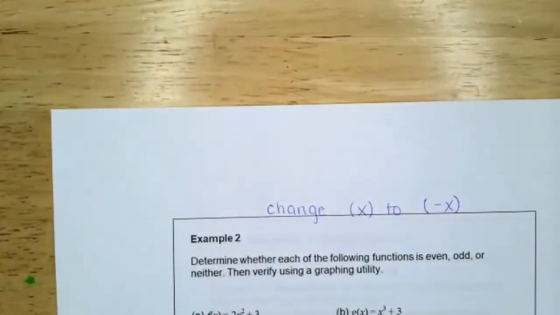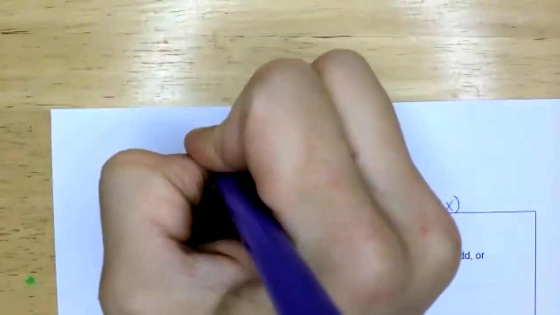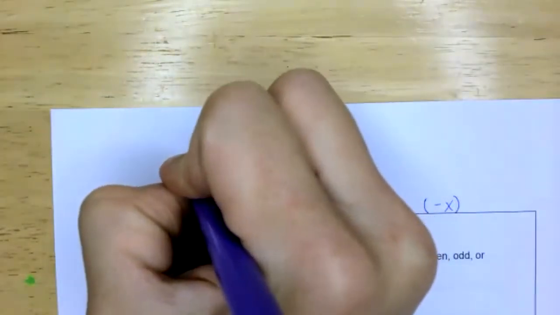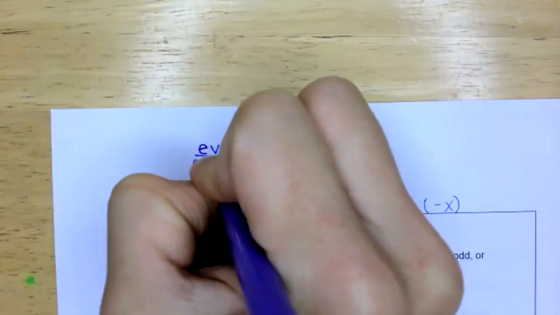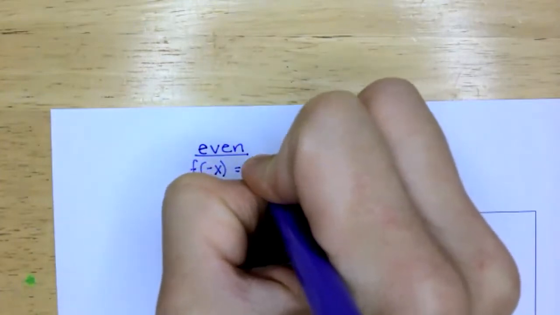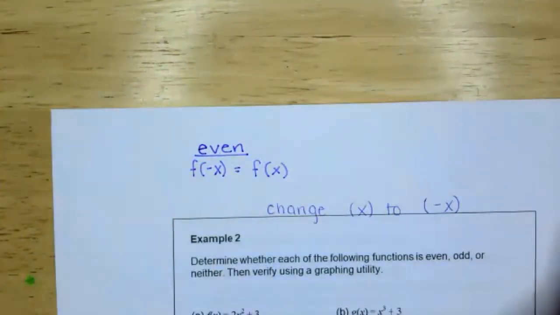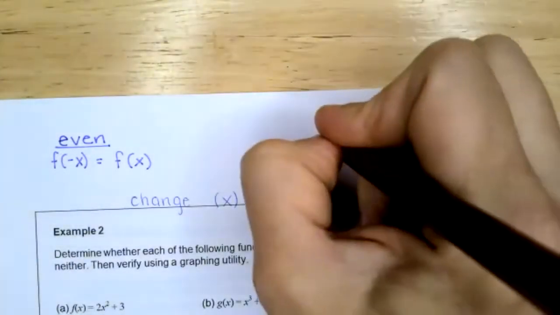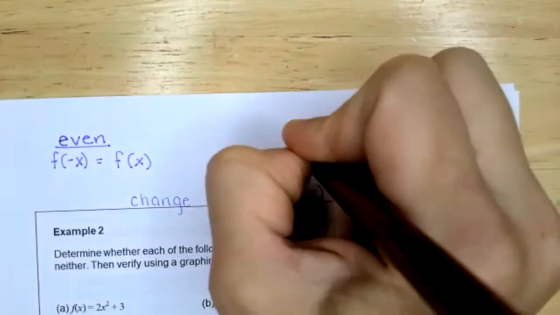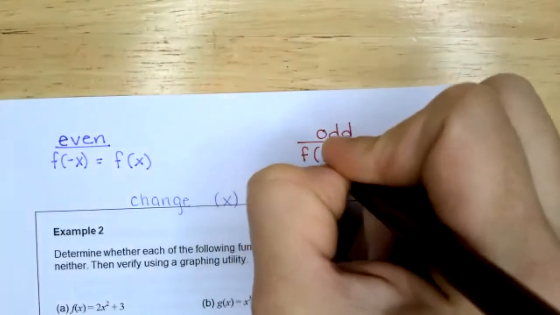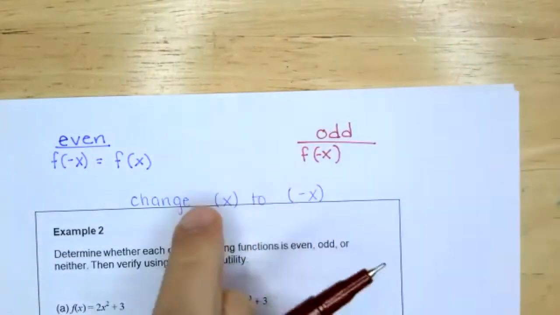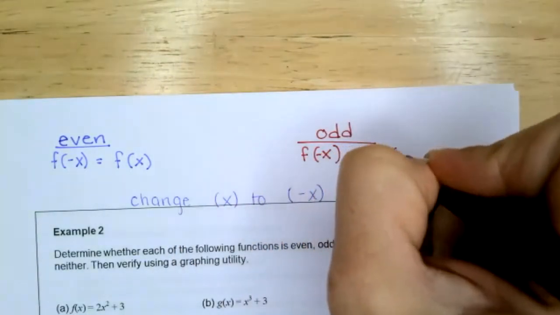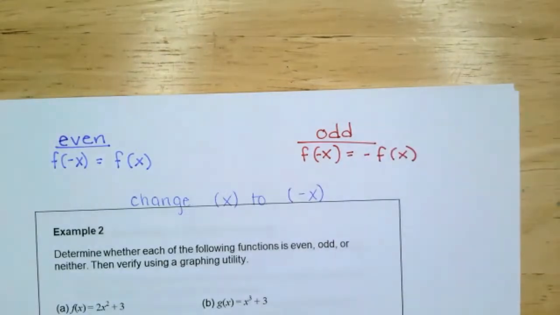Good. So let's write that down. If it is an even function, what will happen is the f of -x will become f of x when I simplify it. If it is odd, when I change x to -x, I will get negative f of x as my simplified answer.